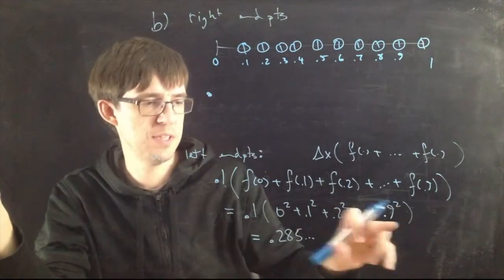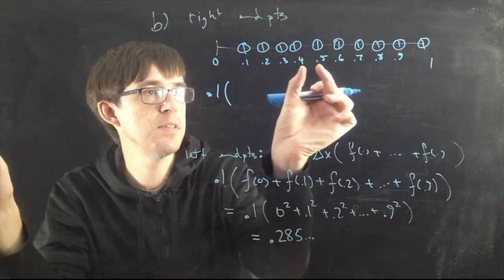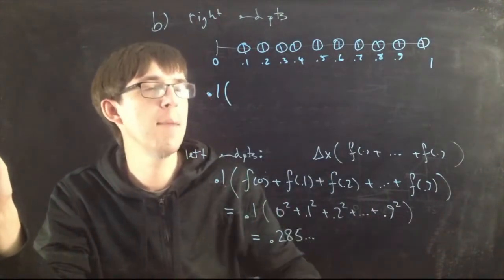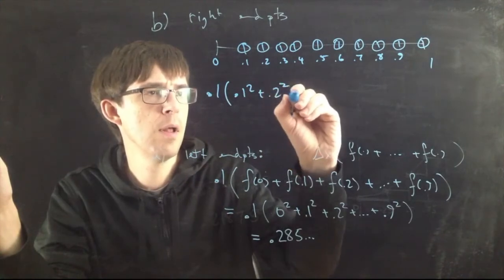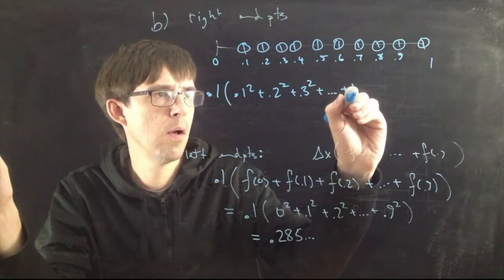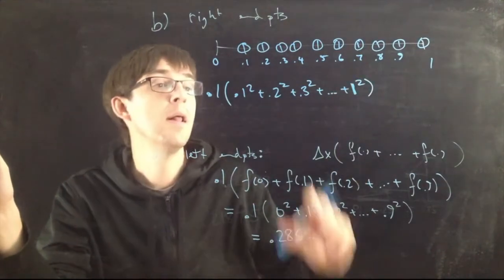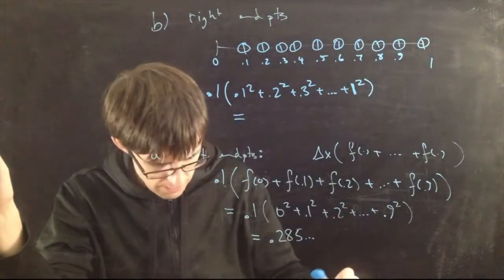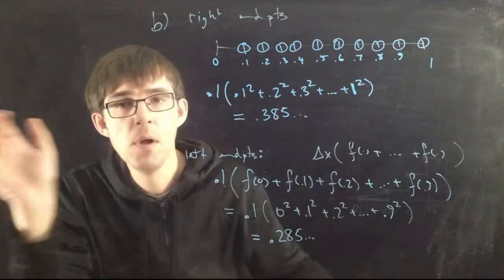Can I just jump straight to this part? 0.1 on the outside, same delta x. That represents the width of each subinterval. And then here, I'm adding them up, but starting at 0.1, all the way up to 1 squared. That's how we do it. This one I plugged into my calculator and I got 0.385. Blah, blah, blah. All right.